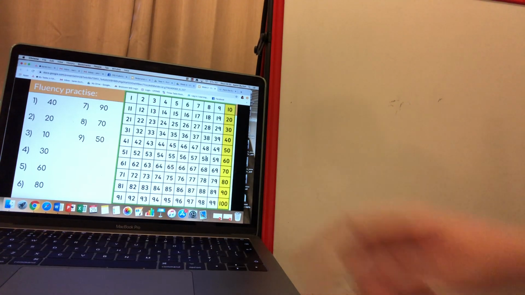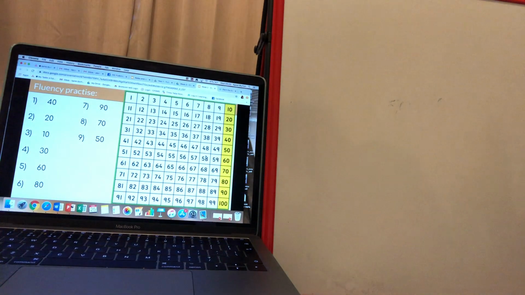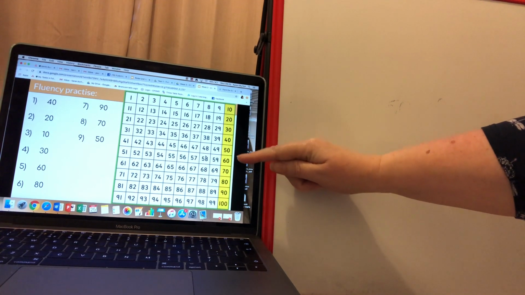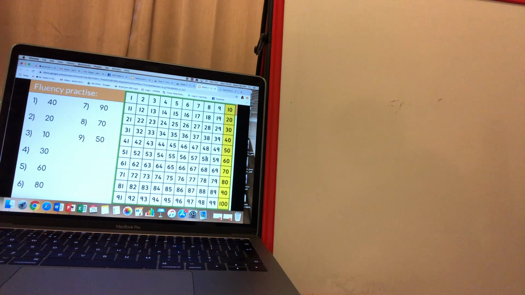Okay, so now you've got to read these questions. Start on the number it says in the question and count on in tens to 100. Remember, you'll have to find the number and then keep moving your finger down to the multiple of 10 that's under it until you get to 100. Okay, so you can pause the video and have a go at doing all of those.